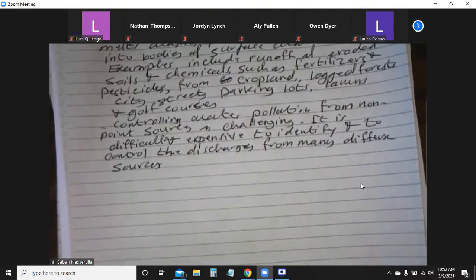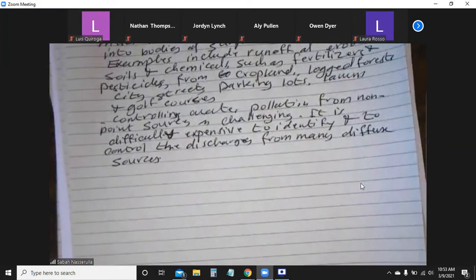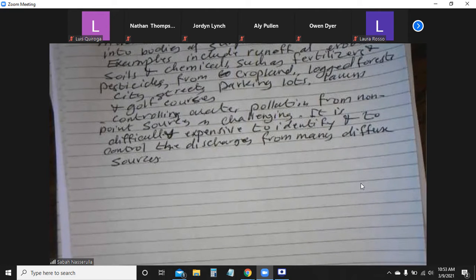So as I mentioned, controlling water pollution from a non-point source is challenging, and it is difficult, and also expensive, as I mentioned to you here, to identify and to control the discharges from many different pollution sources.